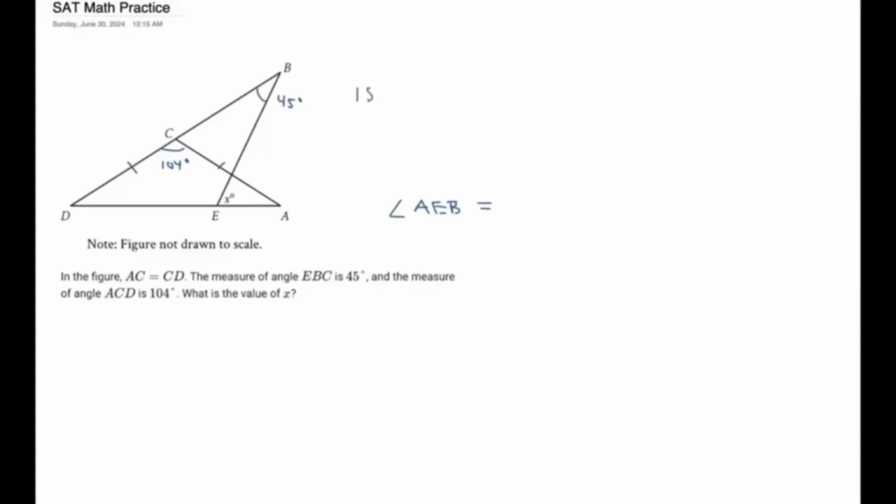Because there's only 180 degrees in a triangle, and we know angle ACD is 104, that gives us 76 degrees between those two angles. And so we can divide that in half, and we get 38 degrees. So angle A is 38 degrees, and angle D is also 38 degrees. Okay, so that's one step of the puzzle.